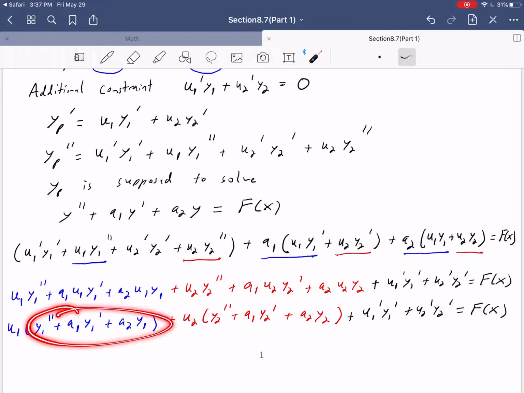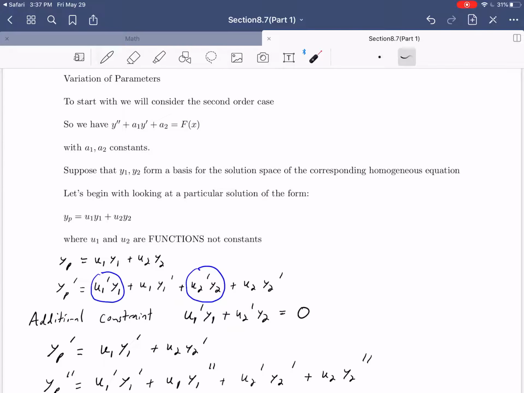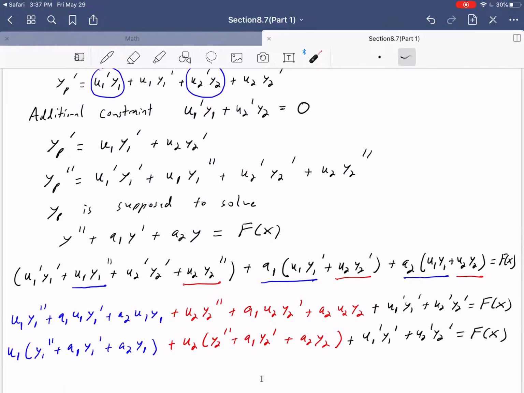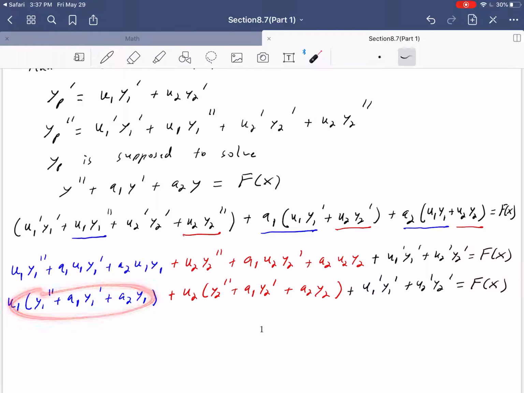Now, here's the whole reason we did that. What is this right here? Well, this is y1 plugged into our differential equation. What do we know happens when we plug y1 into our differential equation? Well, remember, y1 is an element of the solution space of the corresponding homogeneous equation, meaning that when we plug y1 into this equation, we get 0. So this entire thing here is just going to be 0.